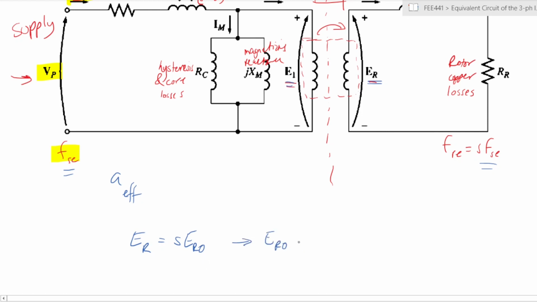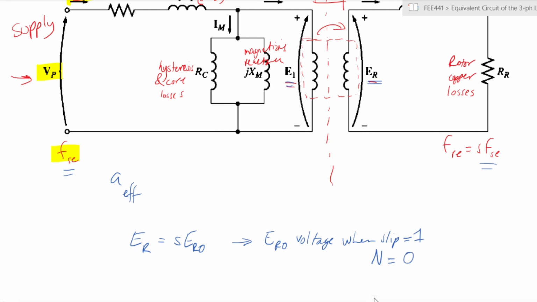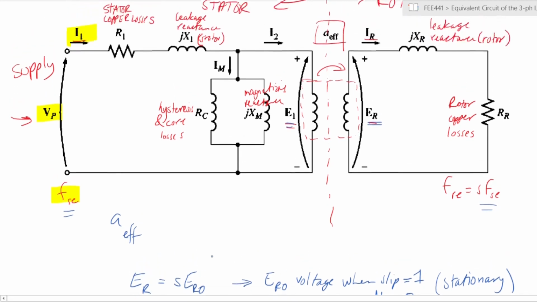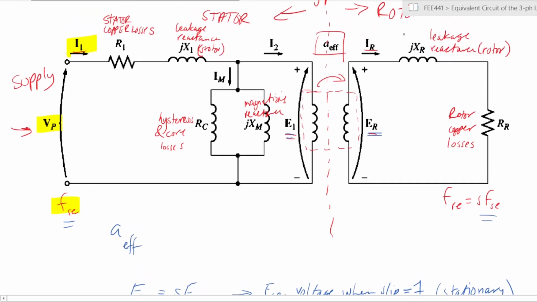ER0 is our voltage when slip is 1. That is when the speed of the motor is equal to 0, the mechanical speed when it is stationary. So the ER is related to a voltage that is created when the machine is stationary and the speed is 0, right? That's point number one. Point number two, let's take a look at jXR.